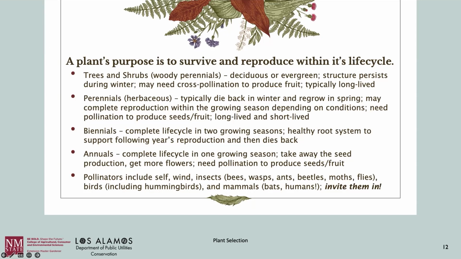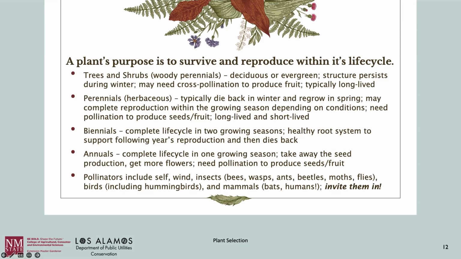Herbaceous perennials die back in the winter, come back in the spring. They might produce seeds during their growing season. They might not. Often they need pollination to produce seeds, and they could be short-lived or long-lived.